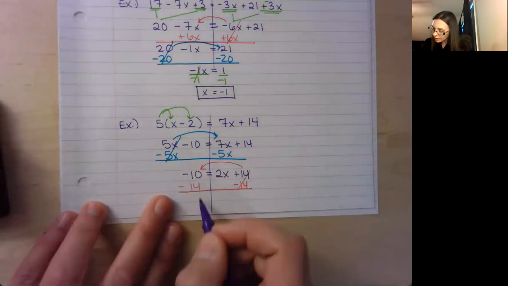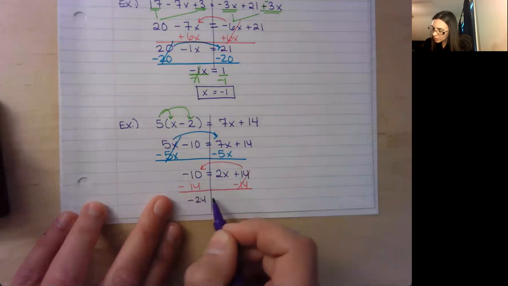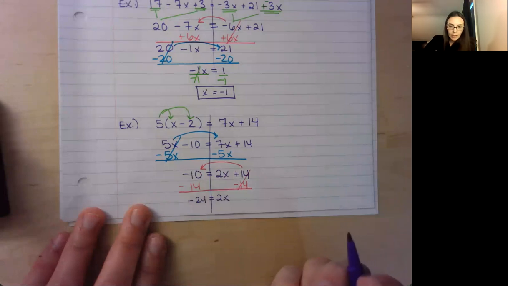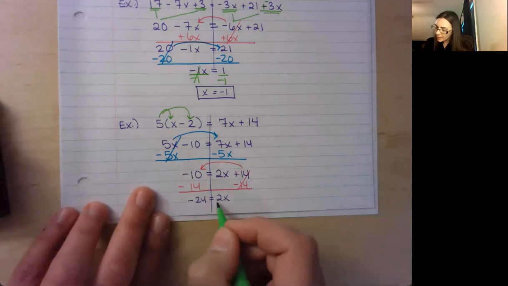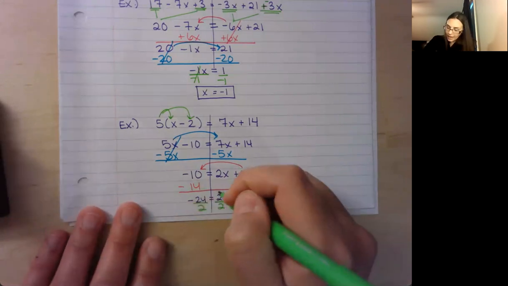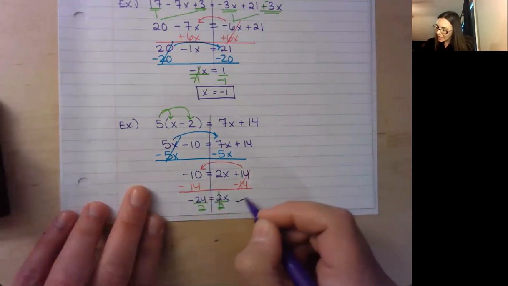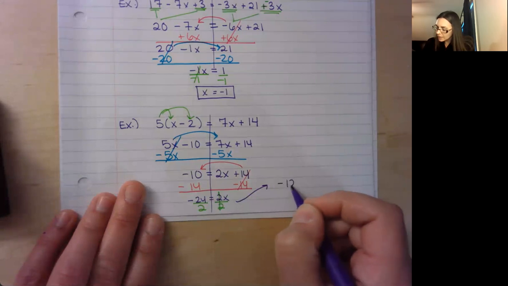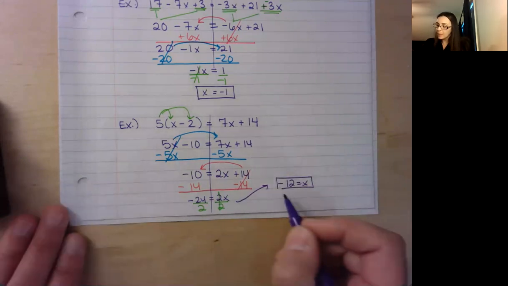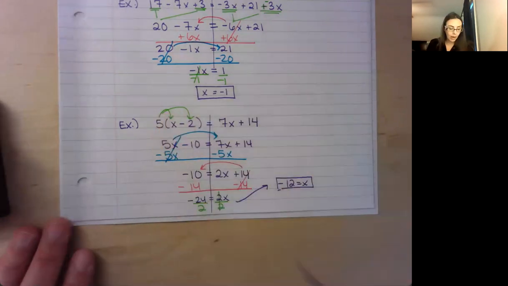Let's see, I have a negative 24, it's 2x. Again, this is a negative 10 plus a negative 14. And then finally, I want the x by itself. So once all my like terms are combined, I'm going to go ahead and divide. Running out of room here. So I get negative 12 equals x. And again, you can check your final answer by plugging it back into the original problem.